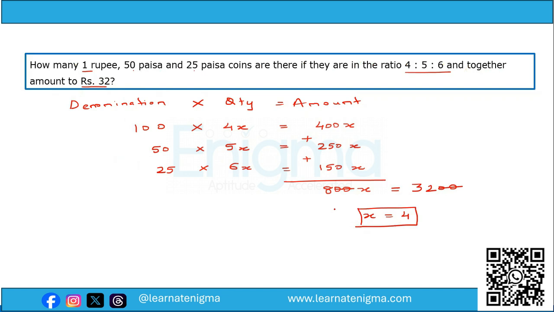And therefore we get the number of coins as 4 fours are. So 1 rupee coins are 4 fours are, that is 16. 50 paise coins are 5 fours are, that is 20. And 25 paise coins are 6 fours are, that is 24. So these are your answers.